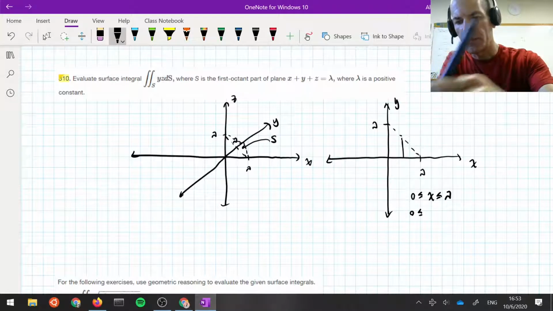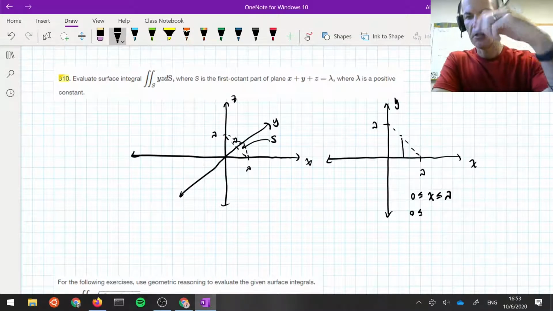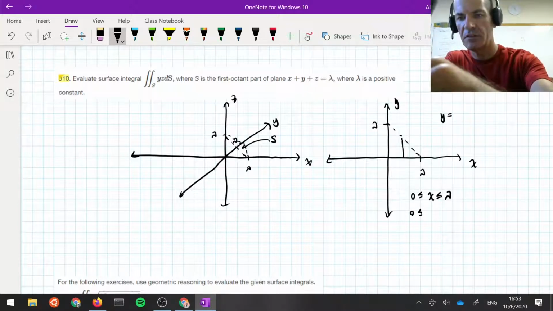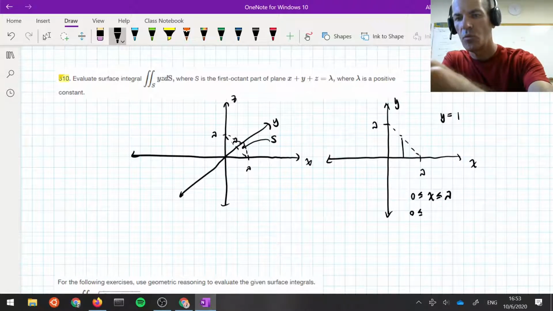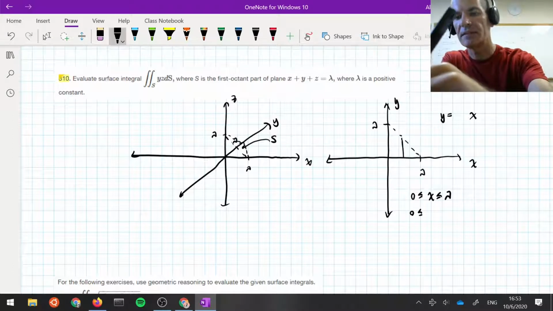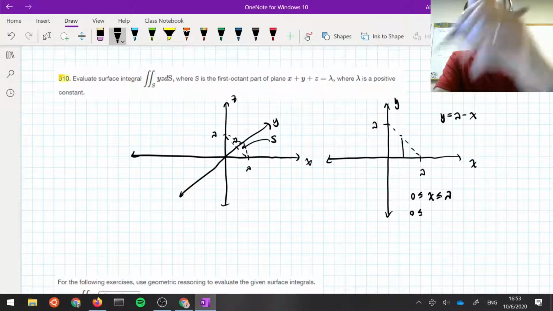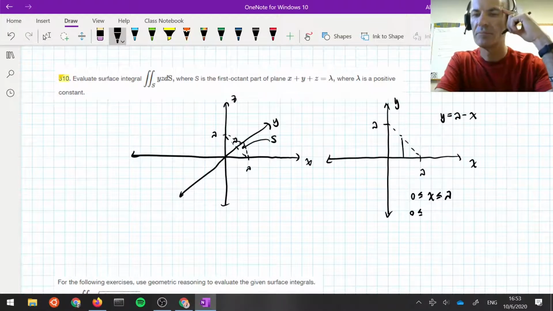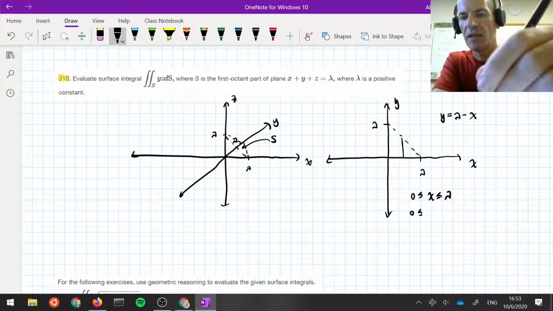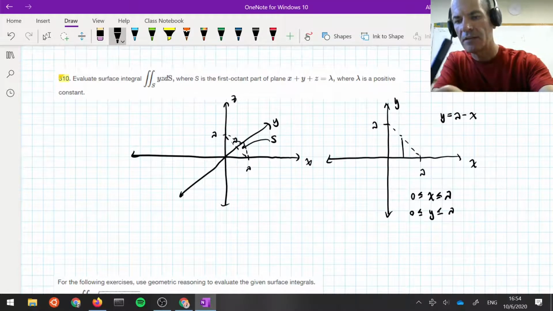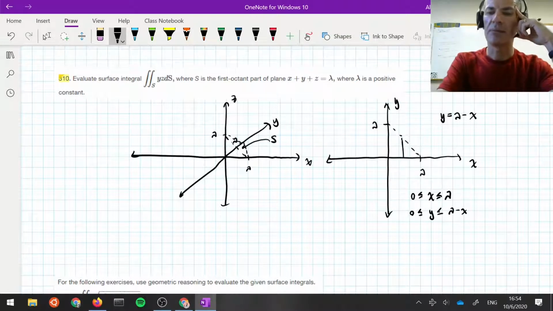Y is going to go from 0 up to this line. Well, what's the equation of this line? You can kind of look at it. The equation of this line is lambda minus x. I can see that if I plug in x equals 0, I get lambda. If I plug in x equals lambda, I get 0. So that describes the equation of the line. So y is going from 0 up to lambda minus x. So that's the parameter range.